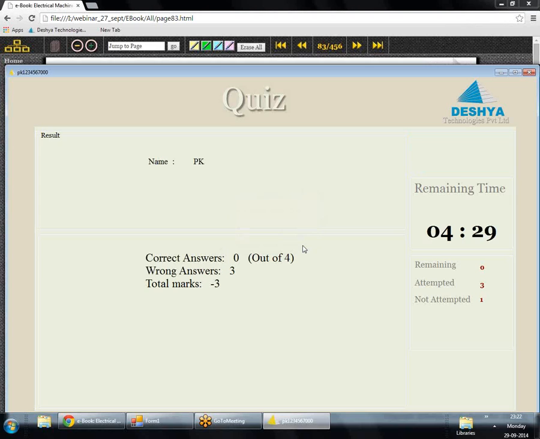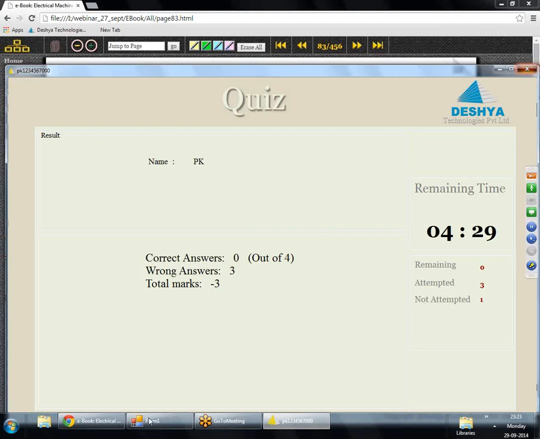And here is the analysis. I attempted 3 questions and I passed 1 question. And out of the 3 questions that I attempted, I got none of them correct. It was a very lousy performance that I had. All the 3 questions that I attempted were wrong. I gave wrong answers and my total score is -3.